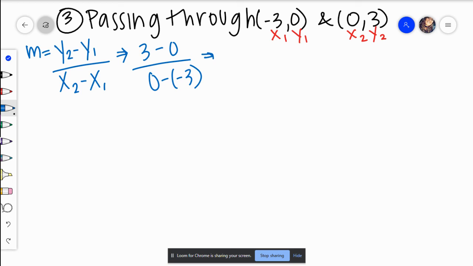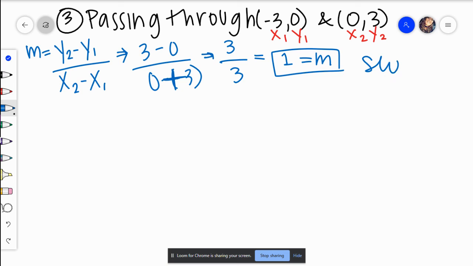And so continuing with this, I would get 3 minus 0 is 3 over, that becomes a big plus sign. 0 plus 3 is 3. 3 divided by 3, it's 1. That's my m. That's my slope. I was able to find my slope in order to do point slope and slope intercept because I had 2 points.